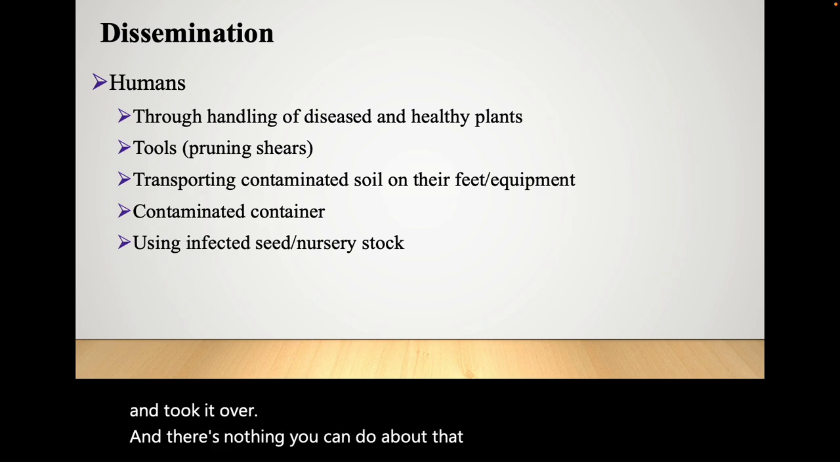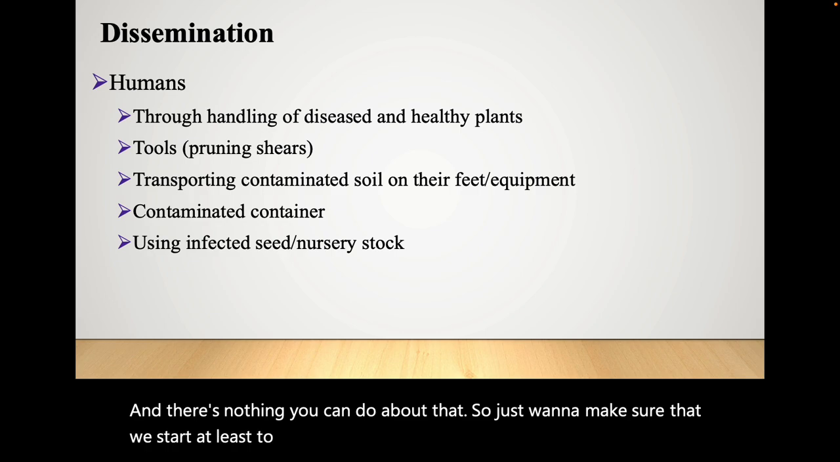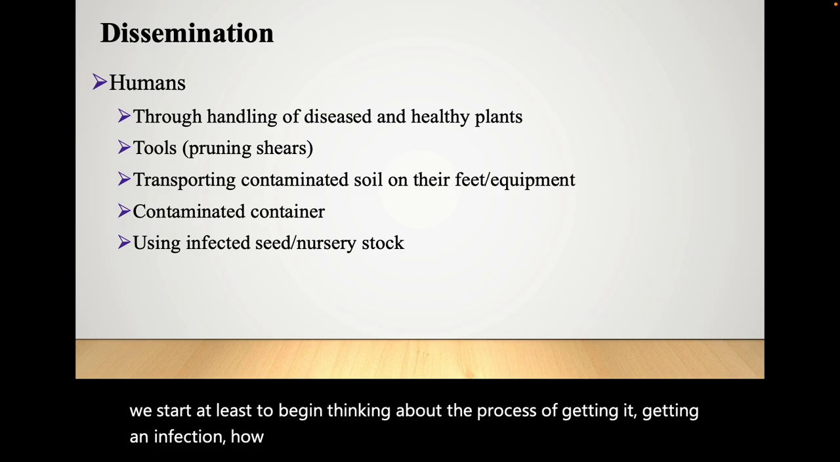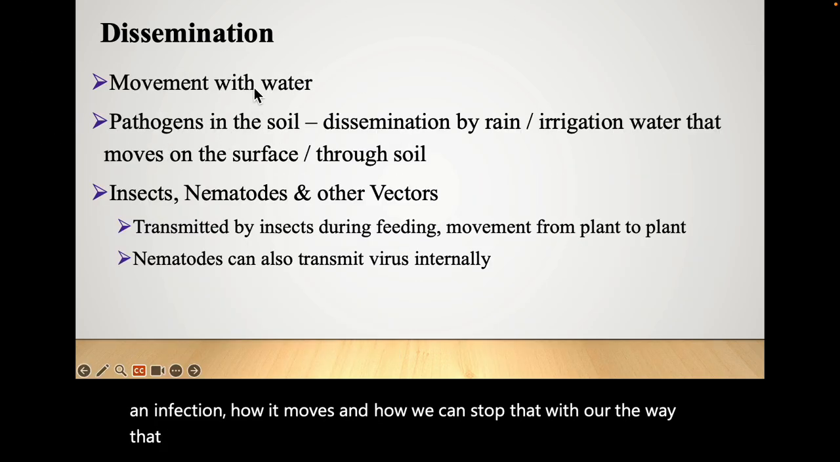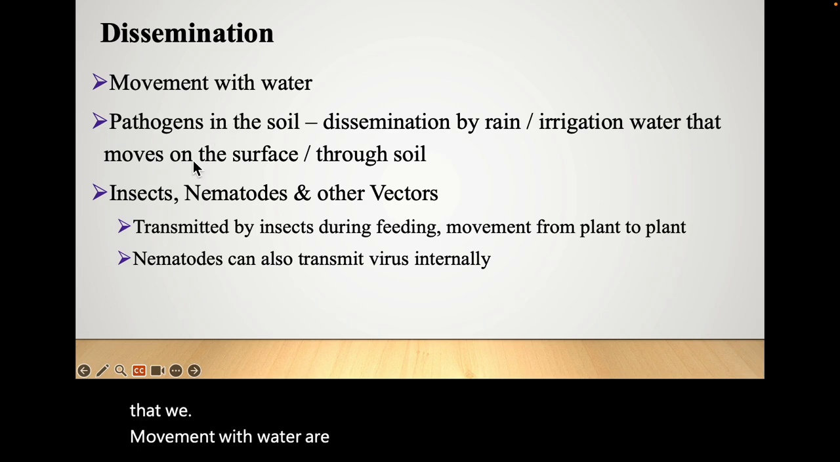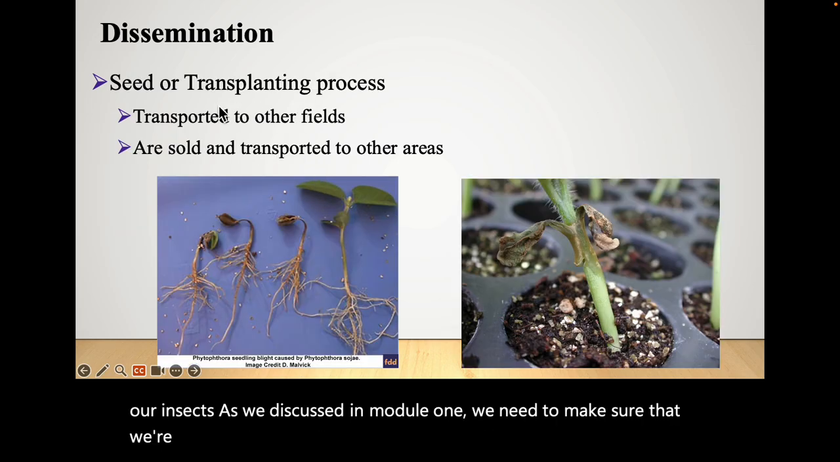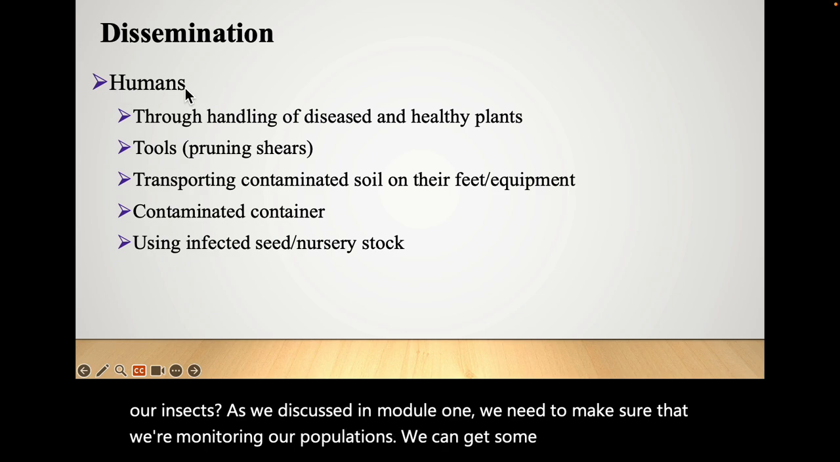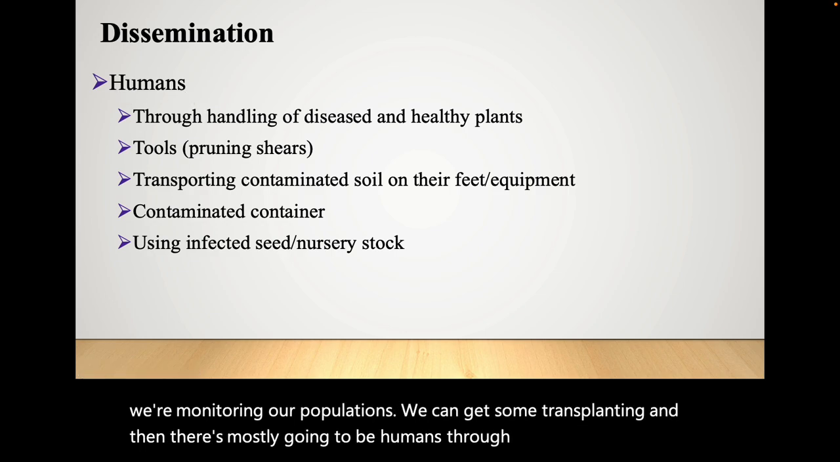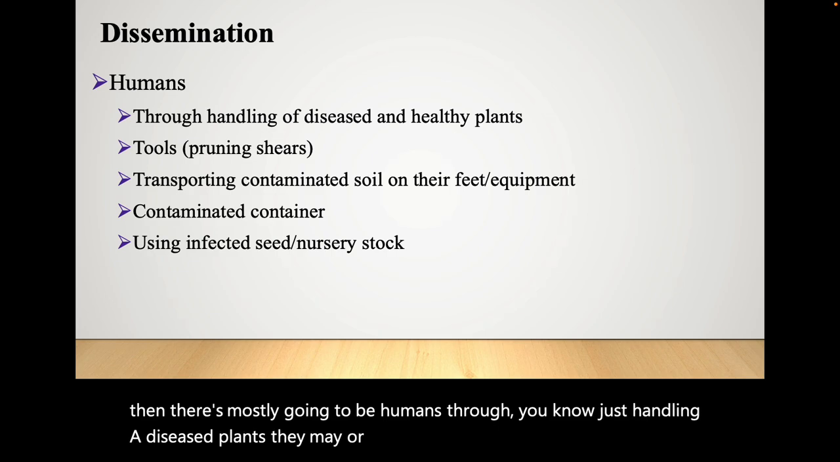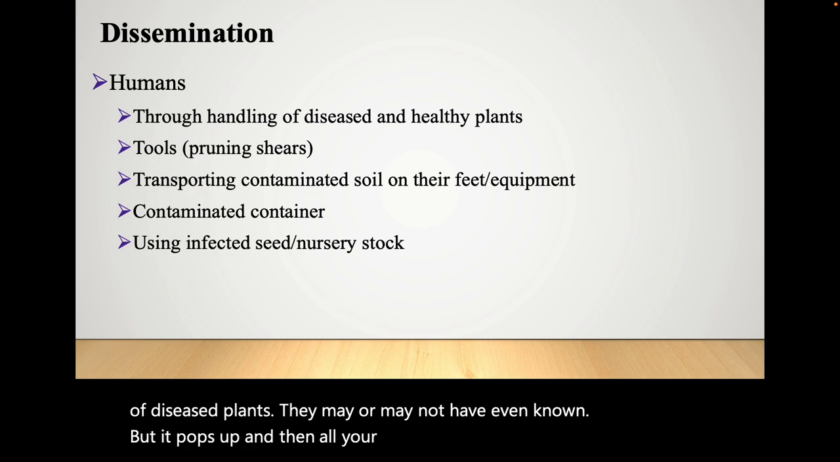So I just want to make sure that we start at least to begin thinking about the process of getting an infection, how it moves, and how we can stop that. With water, are we making sure that we're draining properly? Our insects, as we discussed in Module 1, we need to make sure that we're monitoring our populations. We could get some transplanting, and then it's mostly going to be humans through handling of diseased plants. They may or may not have even known, but it pops up, and then all your crop is gone.